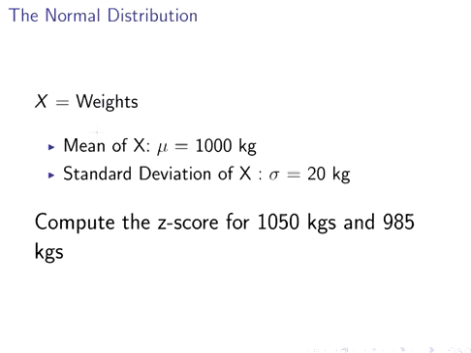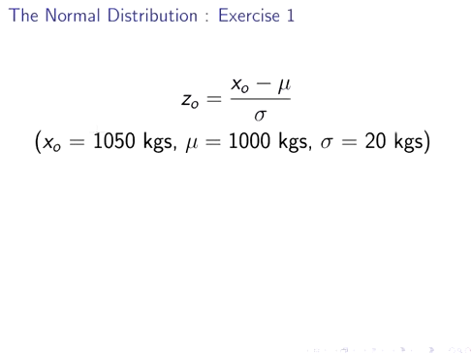So suppose x is weights and the mean of x is 1000 kilograms and the standard deviation is 20 kilograms. Compute the z-score for 1050 kilograms and also 985 kilograms. So we've got two little examples there. The first example is 1050 kilograms, and those are the values there again.